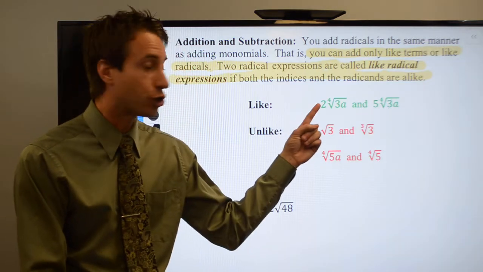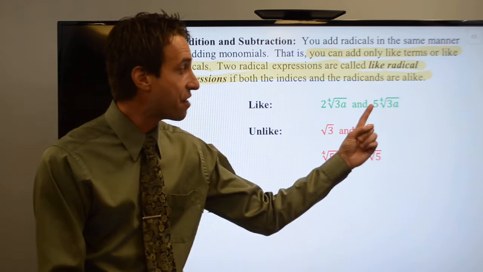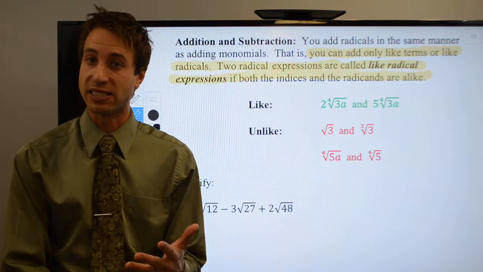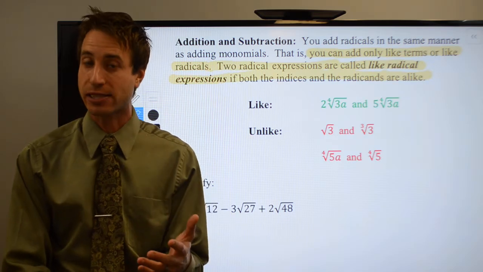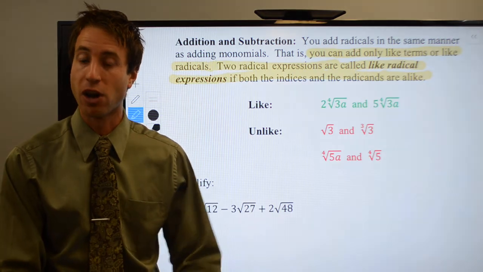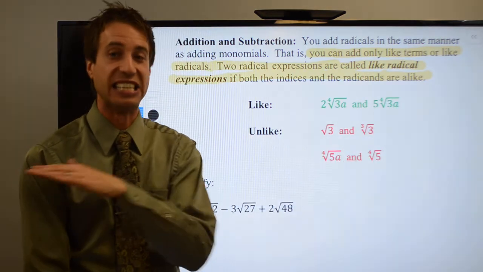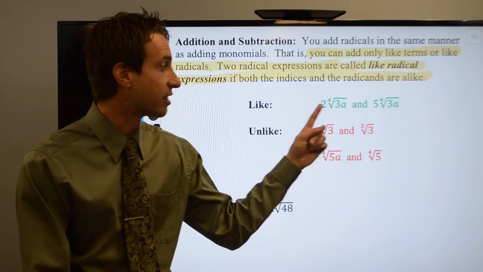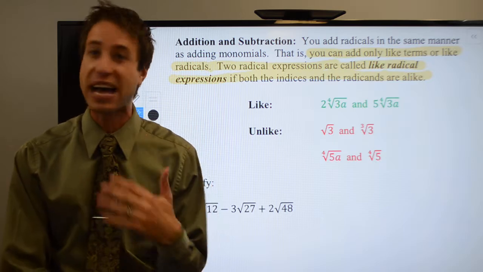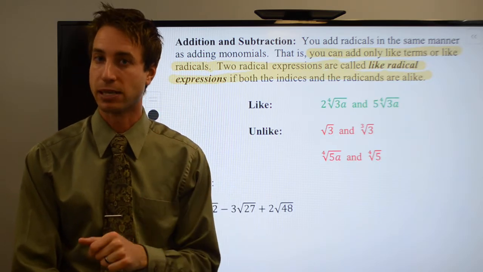I have 2 times the 4th root of 3a, and 5 times the 4th root of 3a. Are these like terms? Yes. Why? The indexes are the same, 4 and 4. The radicands are the same, 3a and 3a. It doesn't matter that the leading coefficients, or the constants out front, are different. That doesn't matter. It's the indexes and the radicands that must be the same.